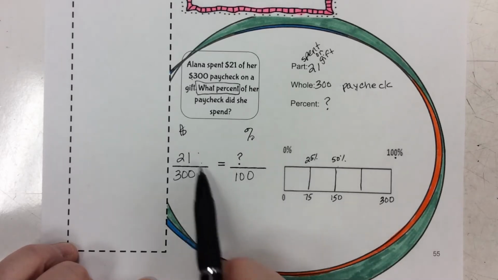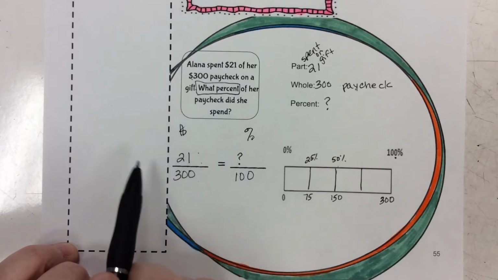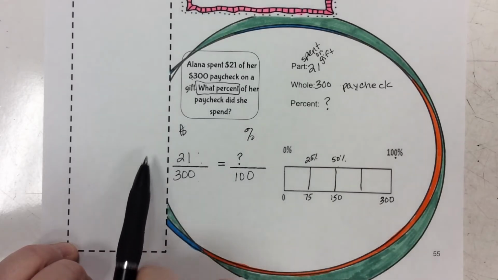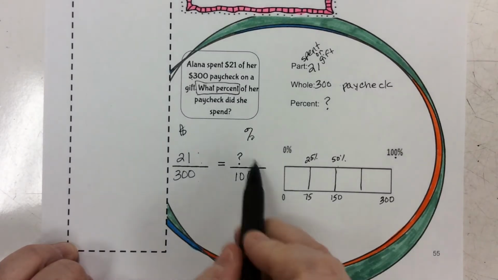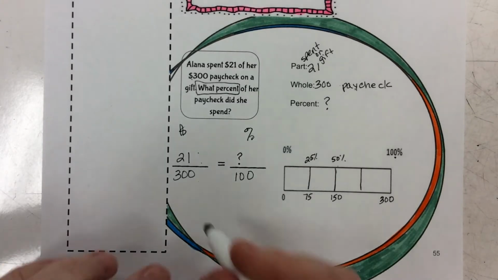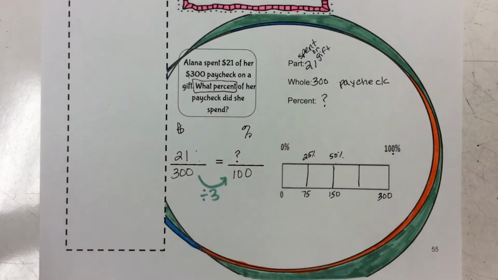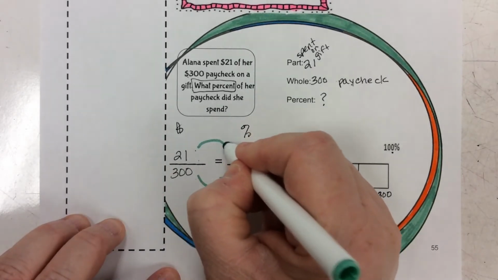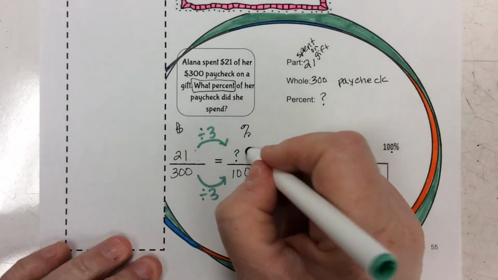Now, to solve this, you solve it just like any other proportion. Okay, we don't have the labels over here, but we could say the top number was the amount she spent and the bottom number was her whole check. But on this problem, we still look at it the same way. How do I get from 300 to 100? Divide by 3. And whatever I do to the bottom, I do to the top. And so I can divide by 3. So 21 divided by 3 is 7.